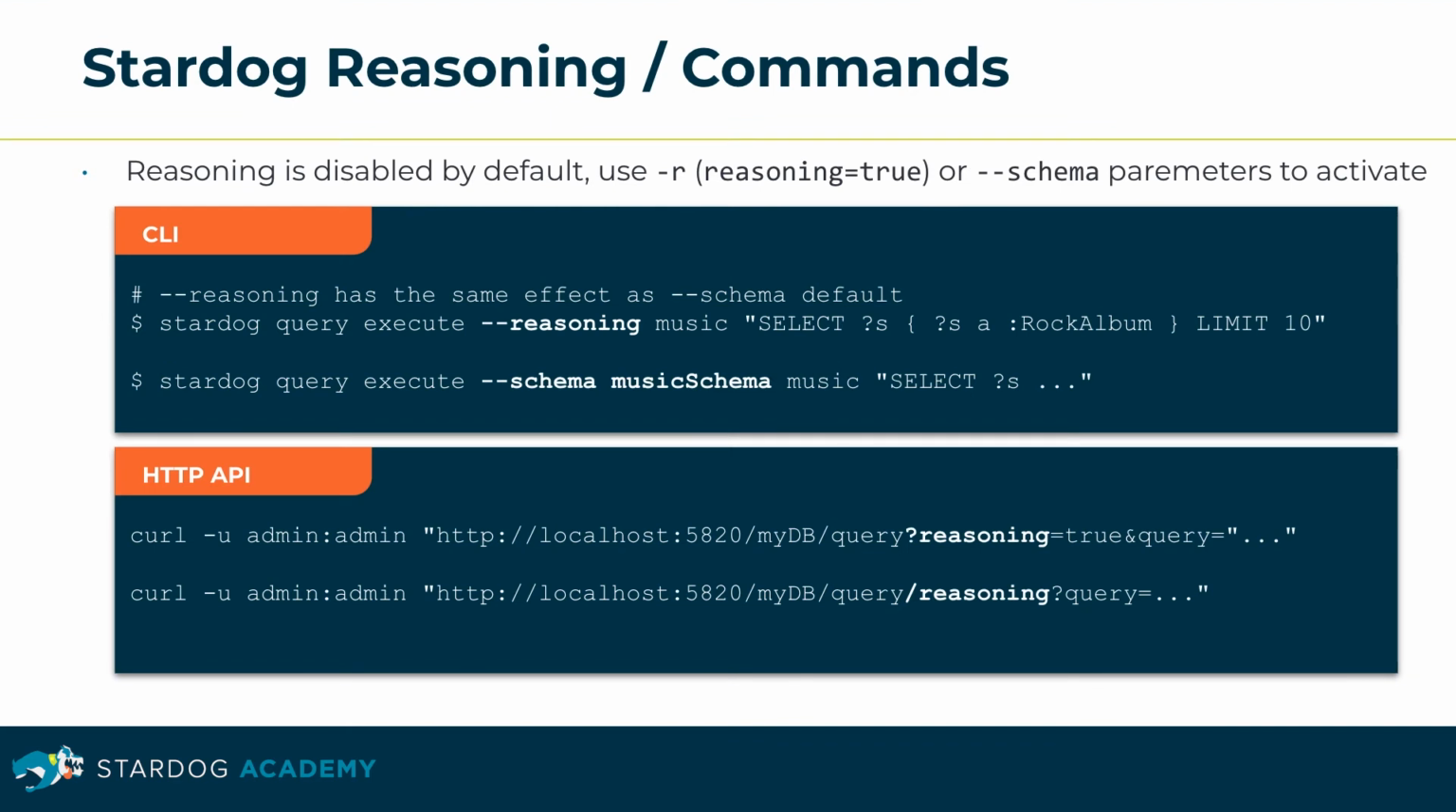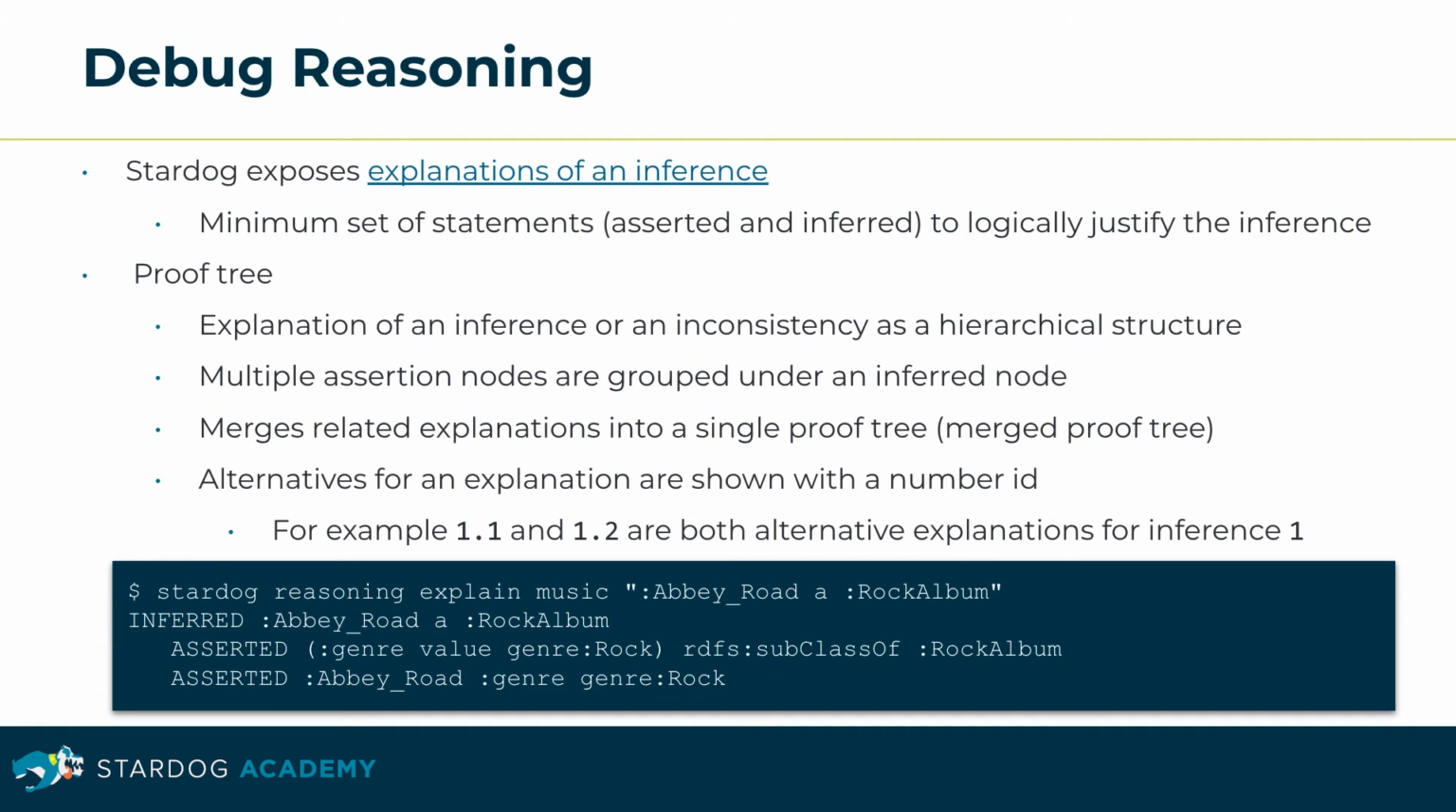In Stardog, reasoning is disabled by default and is to be explicitly enabled for a query via the reasoning or schema parameters. Stardog allows for debugging of inference results via the reasoning explain command. This returns a minimum set of asserted and inferred statements that is sufficient to logically justify the inference.